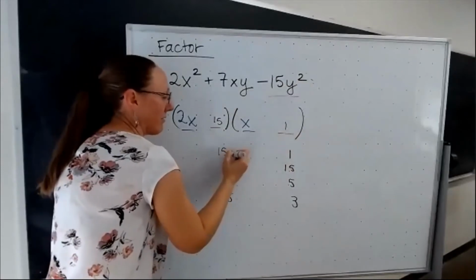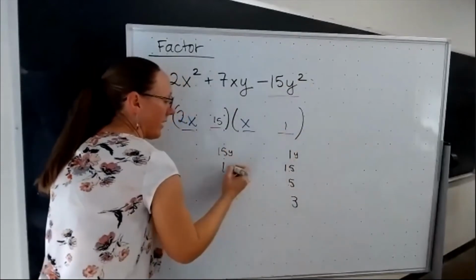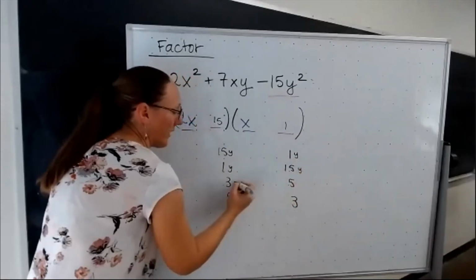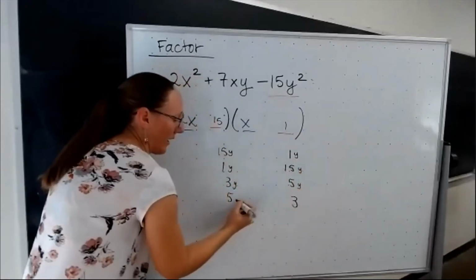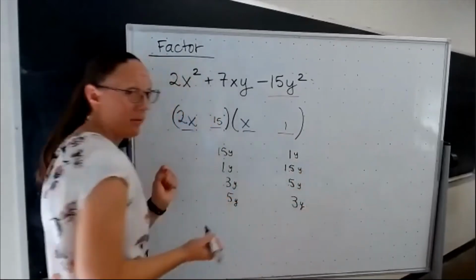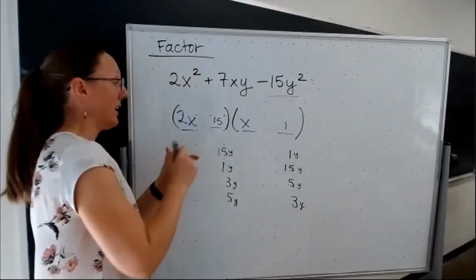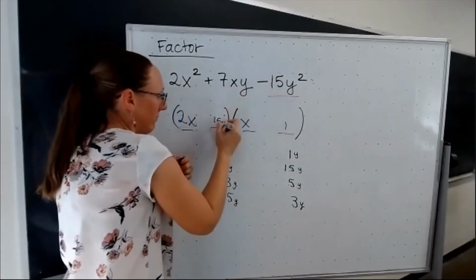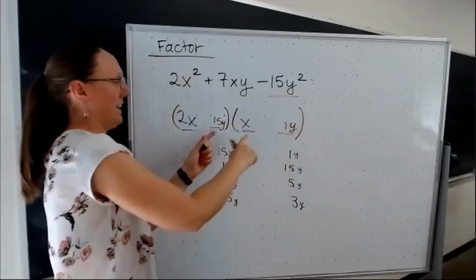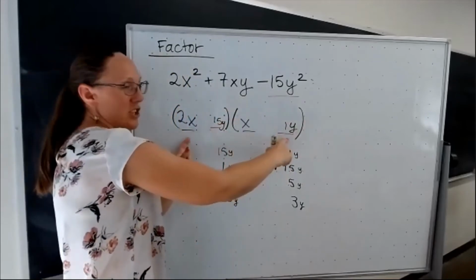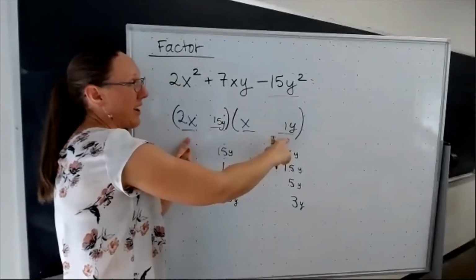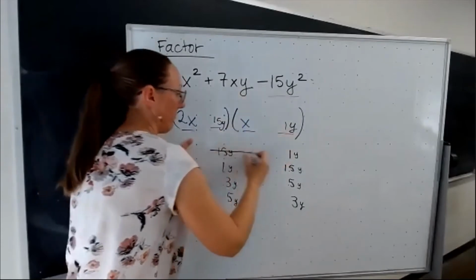Sorry, I'm missing y's on this because that was a 15y squared. That would be like a 15y and a 1y, a 1y and a 15y, a 3y and a 5y, and a 5y and a 3y. My bad. But 15xy and 2xy, I cannot add or subtract those to get 7.